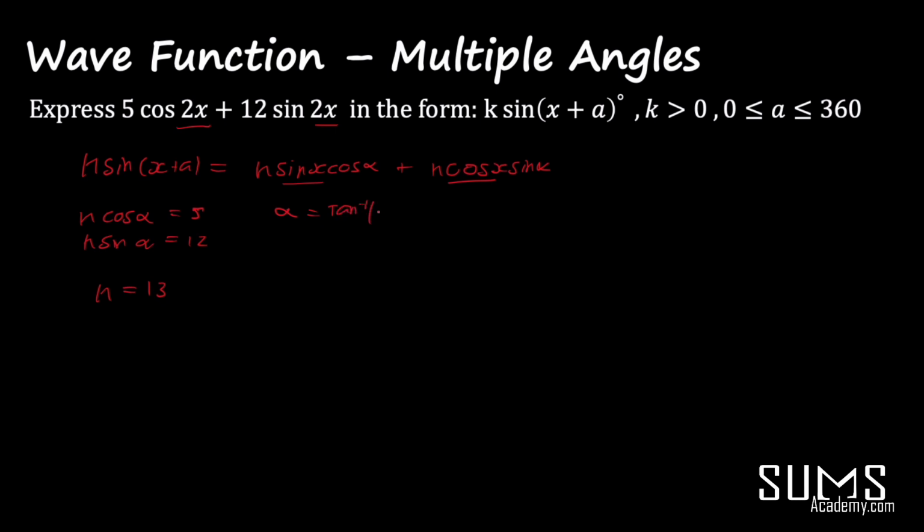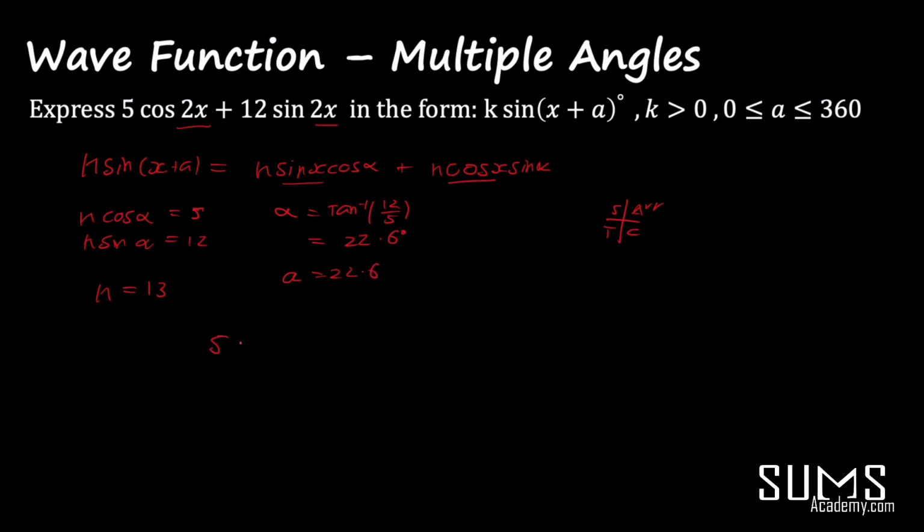And then alpha is going to be equal to tan minus 1 of 12 over 5, which is equal to 22.6 degrees. Okay, and then a, well, let's think about the quadrants. You can see they're both positive, so they're both in the first quadrant. So a is equal to 22.6. So what we're going to do now is write this out.